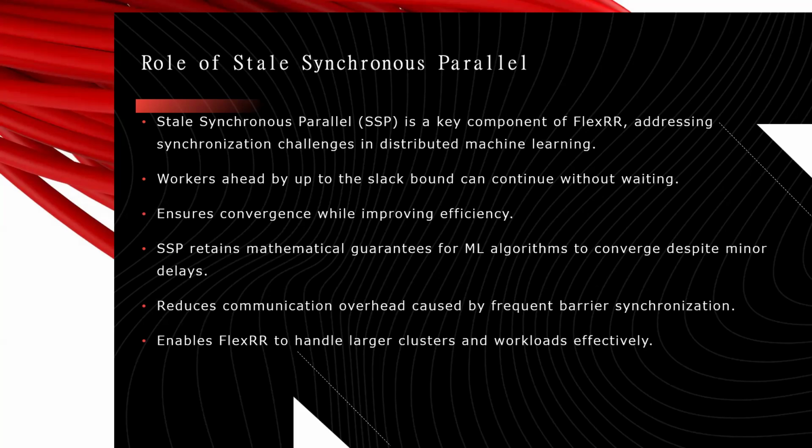Stale synchronous parallel is a key component in FlexRR, addressing the synchronization problems in distributed systems. Workers ahead within the slack bound continue without waiting. Workers can proceed without any other blockages, which makes performance more efficient. SSP retains mathematical guarantees for machine learning algorithm convergence despite minor delays, so that FlexRR works efficiently, reducing communication overhead and frequent barrier synchronization, which enables FlexRR to handle larger clusters more efficiently.